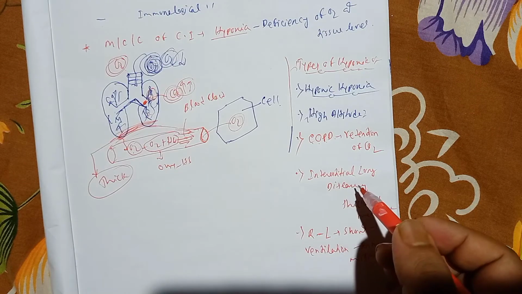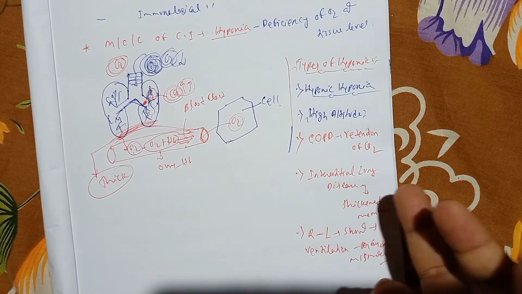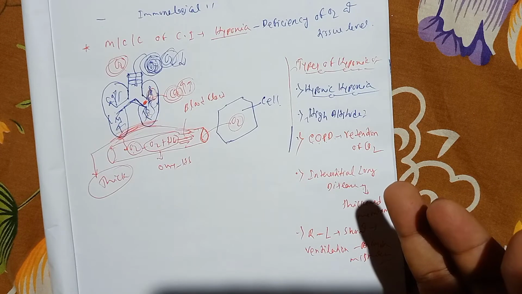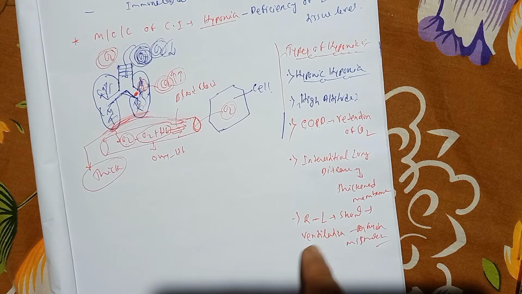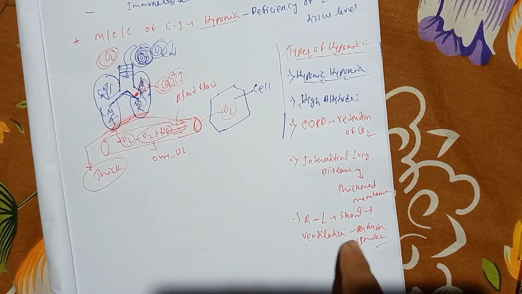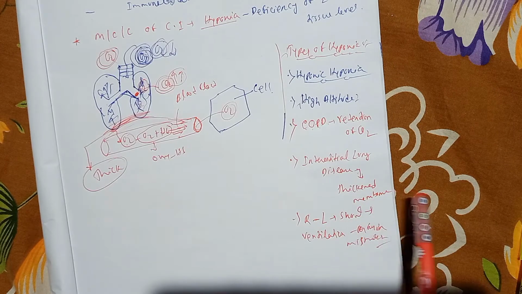Then we have interstitial lung disease. In this case there is a thickened membrane, so diffusion may not occur easily. And at last I mentioned the right to left shunt, where the ventilation and perfusion ratio is not matched. At that time you can have this type of thing.